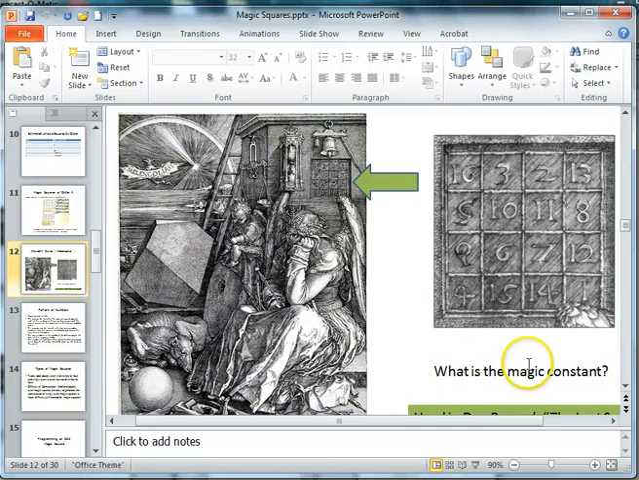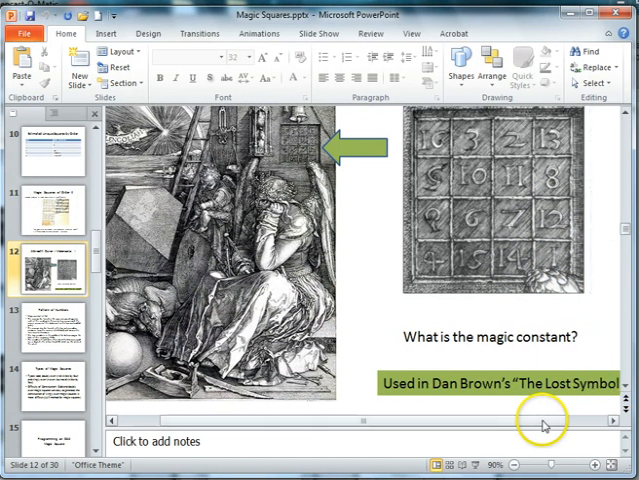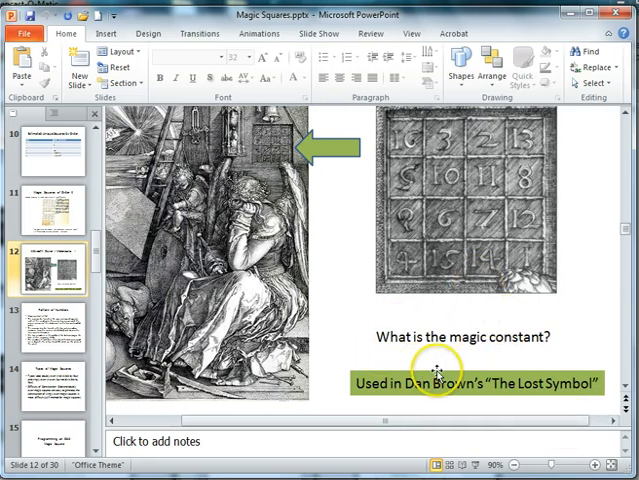Another common thing about this magic square is that the two middle numbers at the bottom, 15 and 14, happen to be the date that he published this magic square. And also the 1 and the 4 correspond to an A and a D, which happen to be his initials. A is 1 and D is 4 in the English alphabet. And of course, if you want to read about a story surrounding this lost symbol, you can read Dan Brown's book, The Lost Symbol.